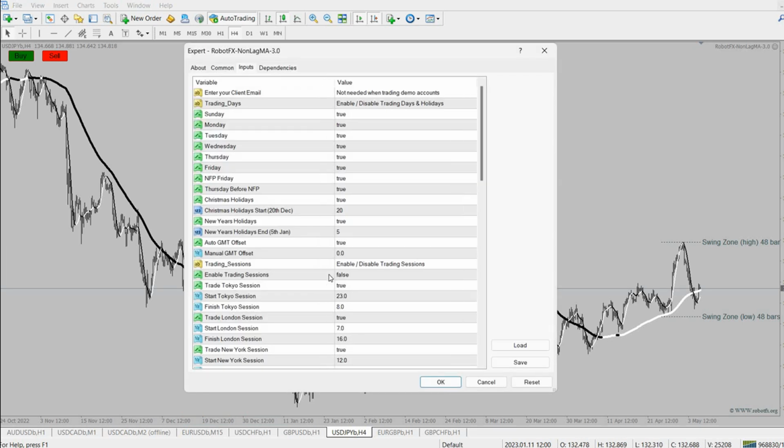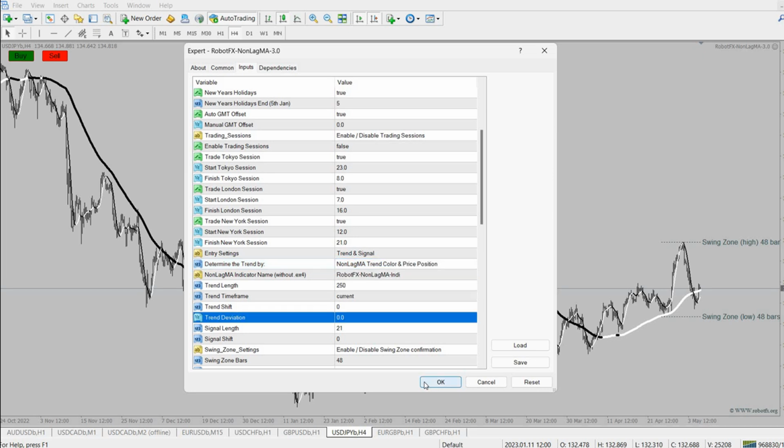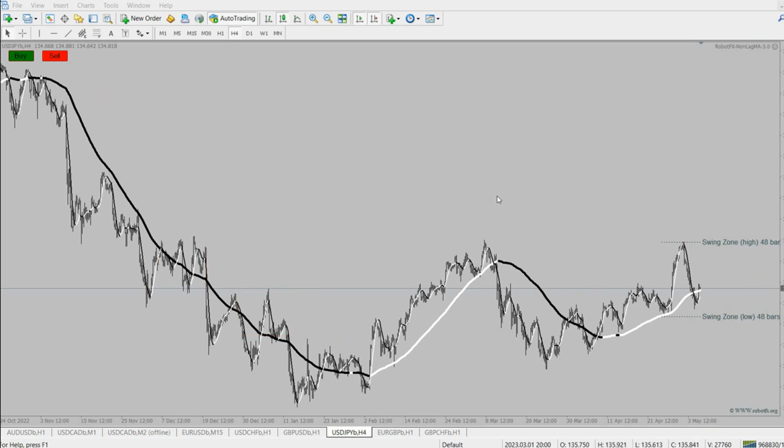And then there was the third option for the expert advisor to determine the trend, and this is both trend color and price position. What that means is that although we had a downtrend and a black color of the trend detector from here until here, for this period of time we might have some trading signals ignored, some sell signals ignored, because the price was above the trend detector, above the moving average, even though its color was black. This is how the expert advisor determines the trend.